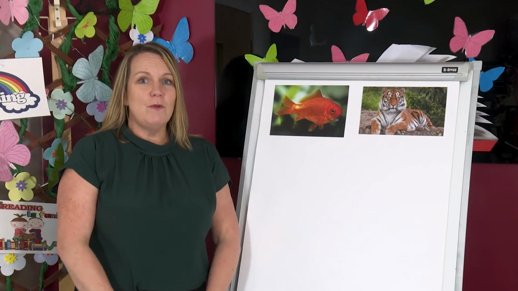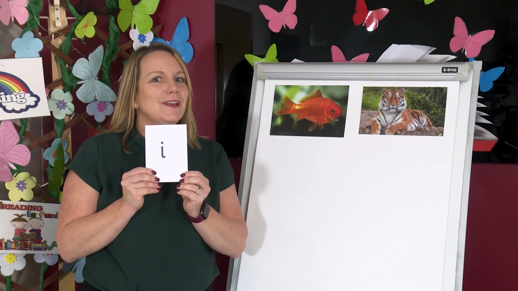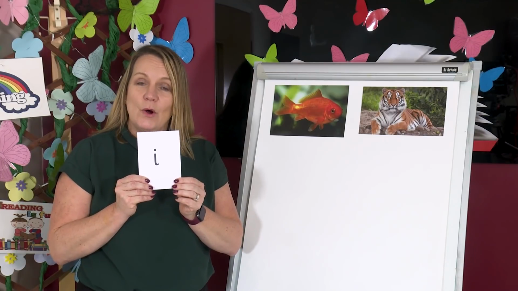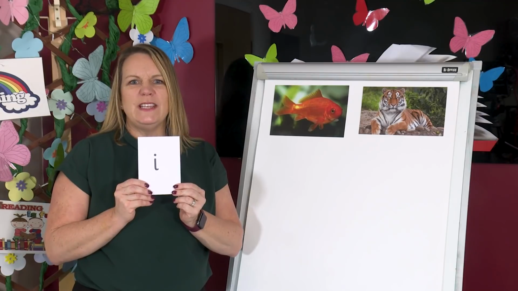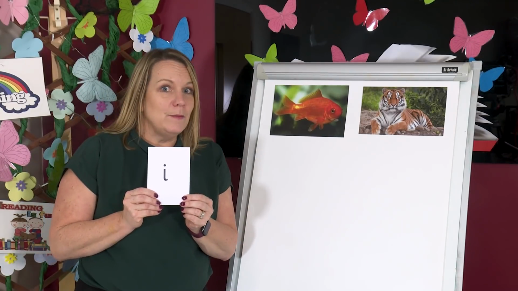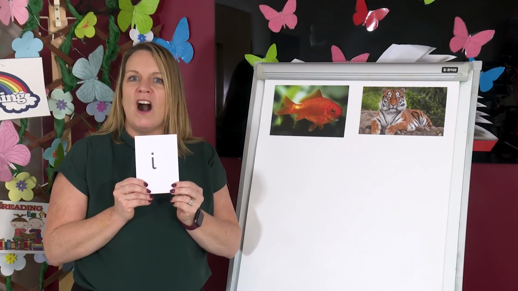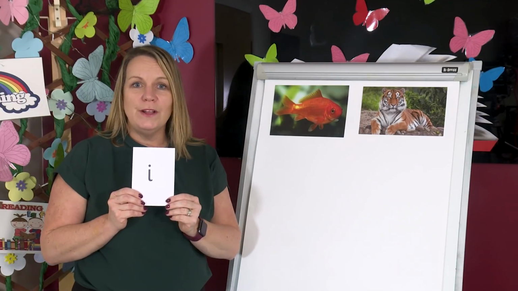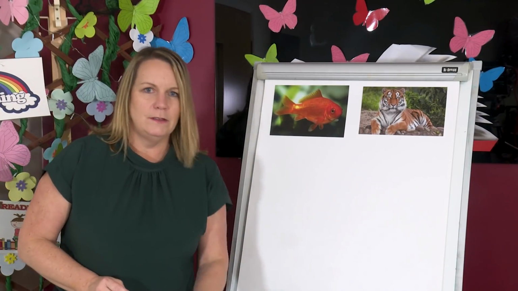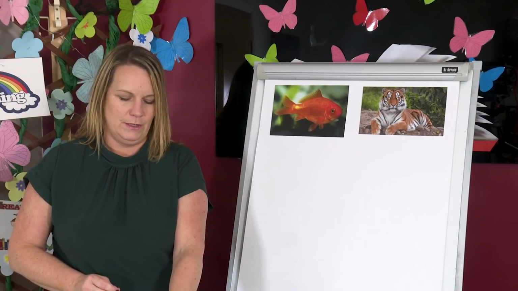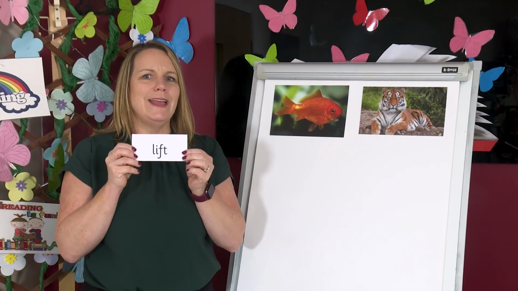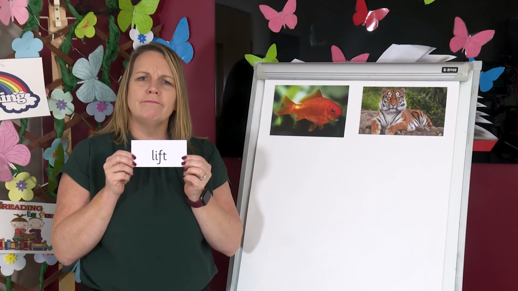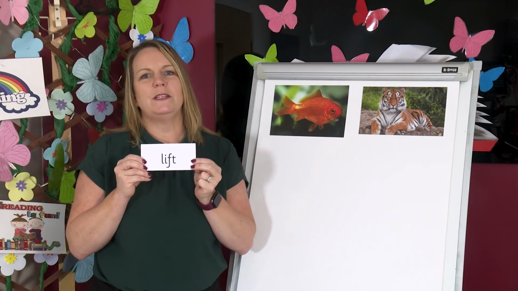Okay, now can you remember that this grapheme can make the sound I or it can make the sound I? So let's sort these words. Does the grapheme make an I or I sound in each of the words we're about to look at? So here's our first word. Read the word. Does it have the phoneme I or I? Help me put it in the right place.